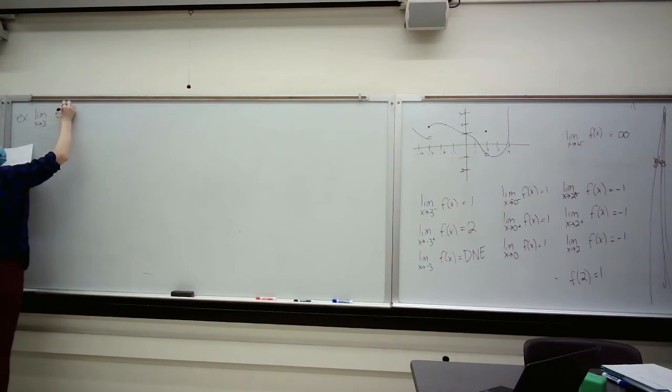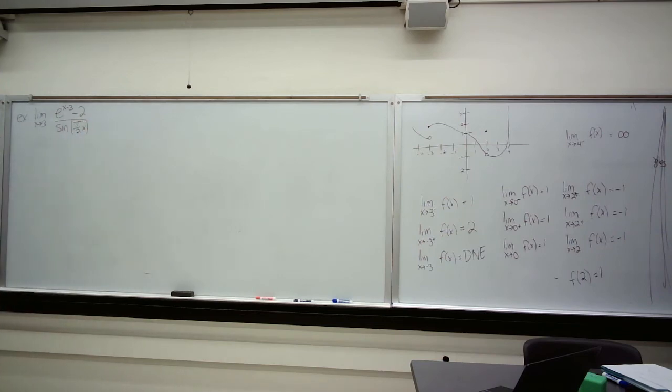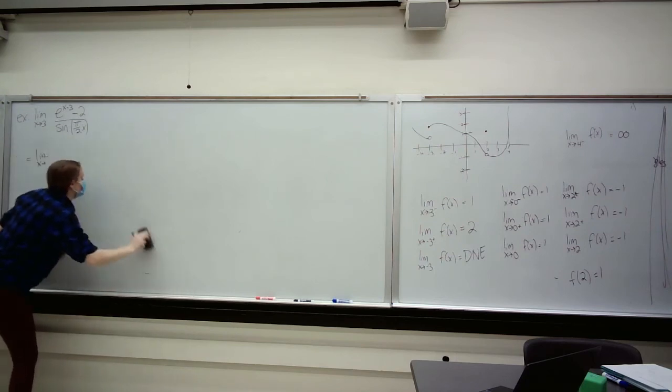of e to the x minus 3, minus 2, over sine of pi over 2x. Okay, so checking this out, the first thing that we always want to ask ourselves is, can I just plug in? Well, can I plug in here? Yeah. If I do, my limit would go away, sorry.